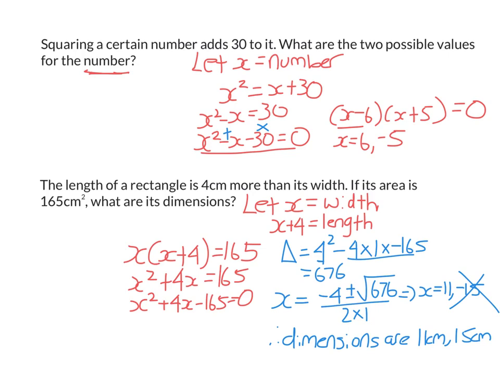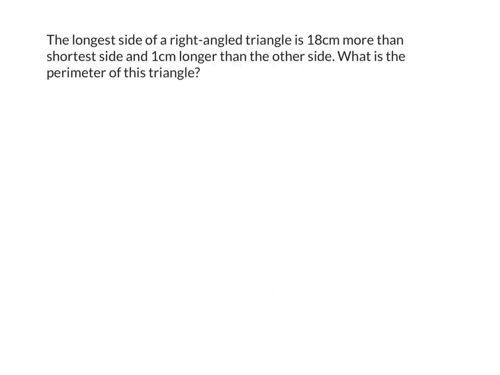All right, I'll just do one more quick example. So this question here is that the longest side of a right-angled triangle is 18 centimeters longer than the shortest side, 1 centimeter longer than the other side. We're going to find the perimeter of the triangle. This is a bit harder because you have to realize that you're using Pythagoras. But we're not going to do this any different to start off with.